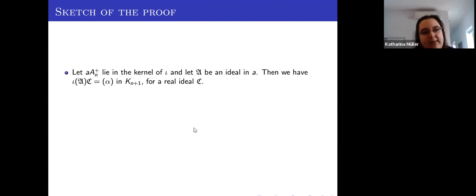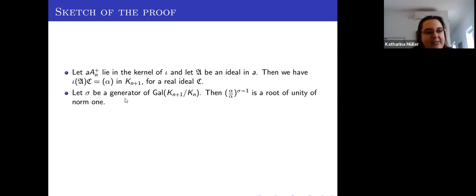So let us start. So we want to show that a certain kernel is injective. So let us start with an element A times AM plus that lies in the kernel of this lifting map iota. And as AM minus is a quotient now, I have to write every element of this form. And then I can take any ideal in A. And as this class lies in the kernel of iota, I know that the lift of A times C for some real ideal C is principal in Km plus 1. And I can take a generator of the Galois group Km plus 1 over Kn and look at the element alpha over alpha bar to the sigma minus 1.